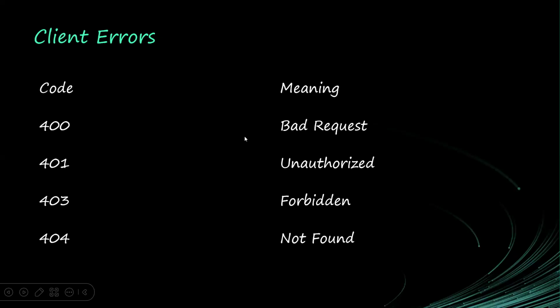All right. So client errors. If there's any error and that error is from your side, as a client, 400 means bad request. Maybe you're not giving us the right data you're supposed to give us. So your request is bad. All right, you're making a bad request.